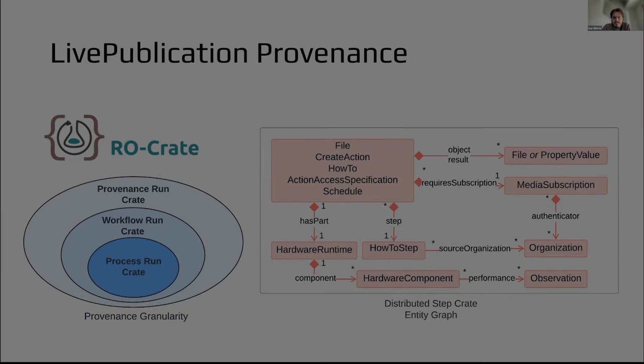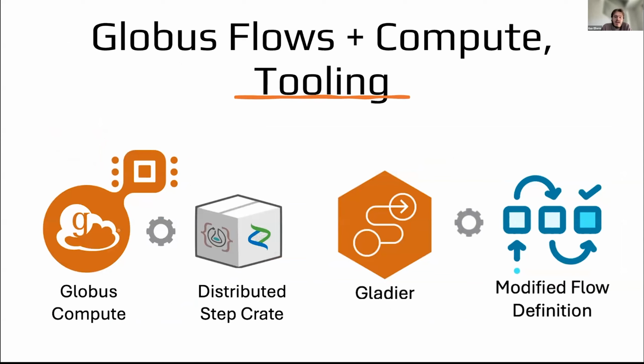provenance record. So to enable this provenance architecture within Globus Flows and Globus Compute, we needed to extend Globus Compute to generate these distributed step crates. We also need to manage the resulting provenance information in the system to create the final provenance record.